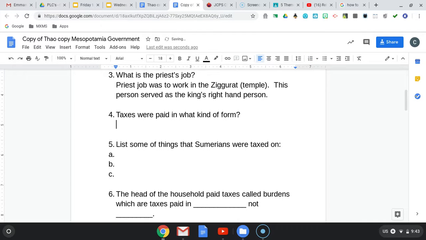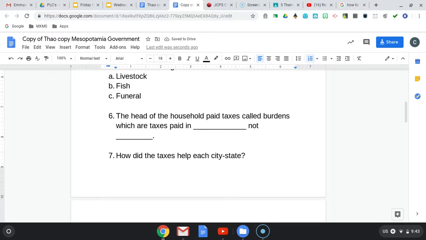Do you guys remember what kind of form the taxes were paid in? Taxes were paid in what kind of form? Do you guys remember? Taxes were paid in sheep or bags of grain. All right, what about list some of the things that Sumerians were taxed on? They were taxed on the livestock, which is animals, fish, and their own funeral, right? The head of the household paid taxes called burdens, which are taxes paid in what? Time, not goods.